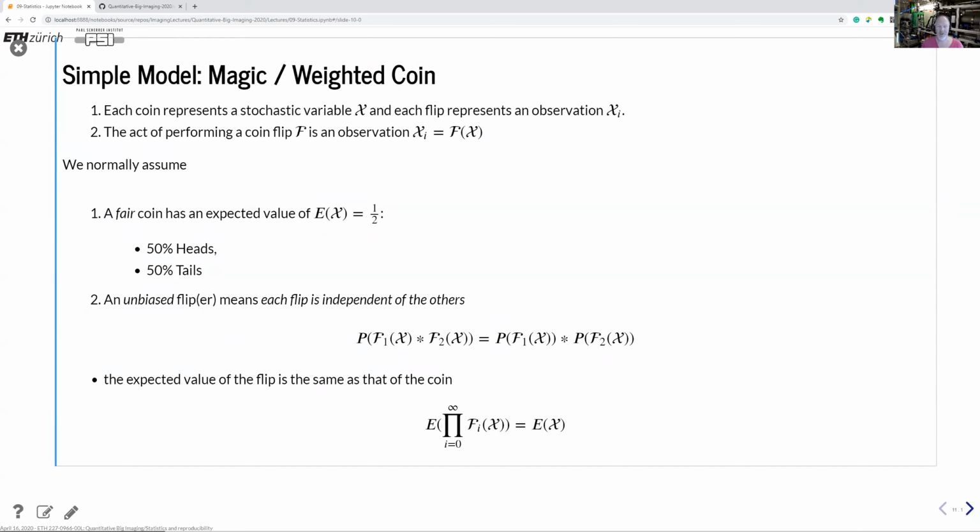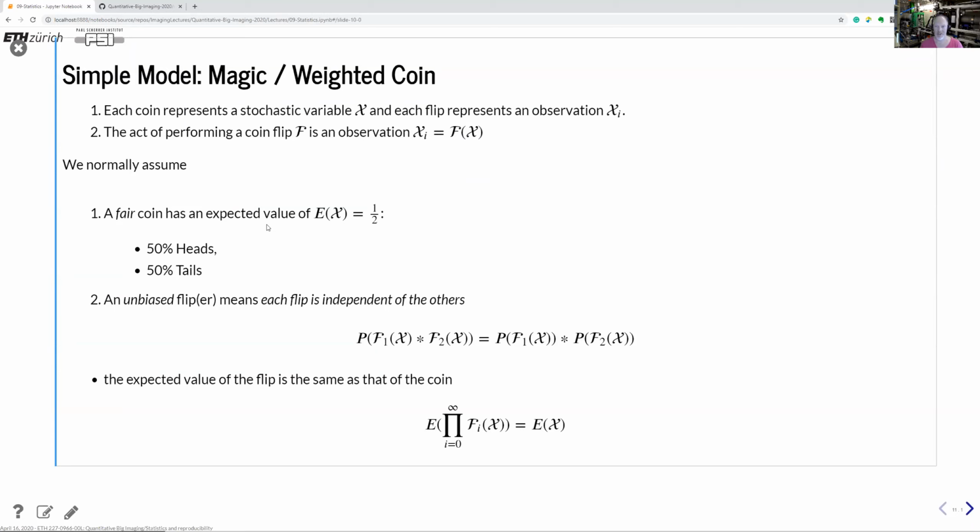So we have the coin. Each coin represents a stochastic variable, and each flip that we do is an observation of that stochastic variable. So we have the variable X_i, and the observation is x_i. The act of flipping the coin is f. So putting it into an equation, we would say that x_i is the same as f applied to the stochastic variable X.